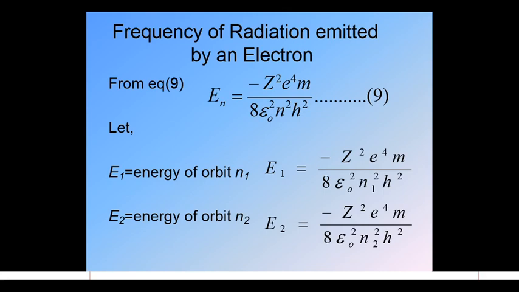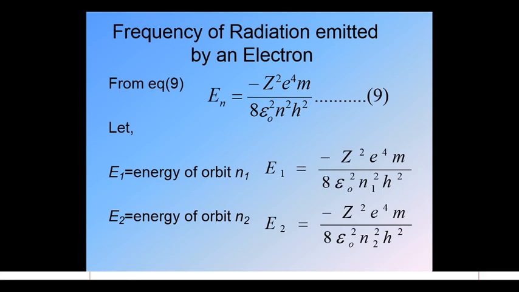Now we are going to calculate the frequency of radiation emitted by an electron. We already said that whenever the electron is in an orbit it is stable, and when it makes a jump from one energy level to another energy level, there occurs the emission or absorption of radiation. Here we are going to calculate the frequency of the radiation emitted by an electron.